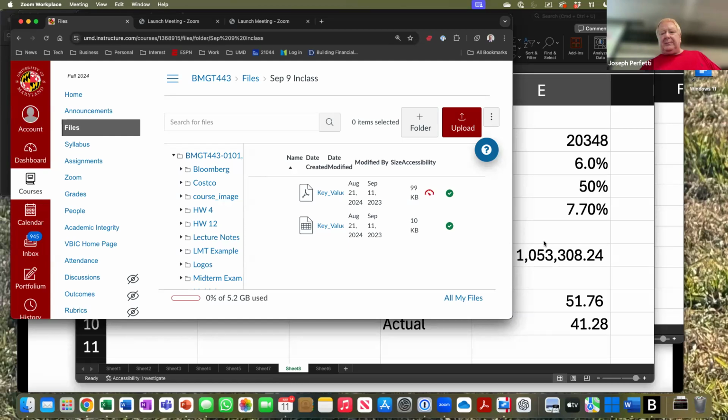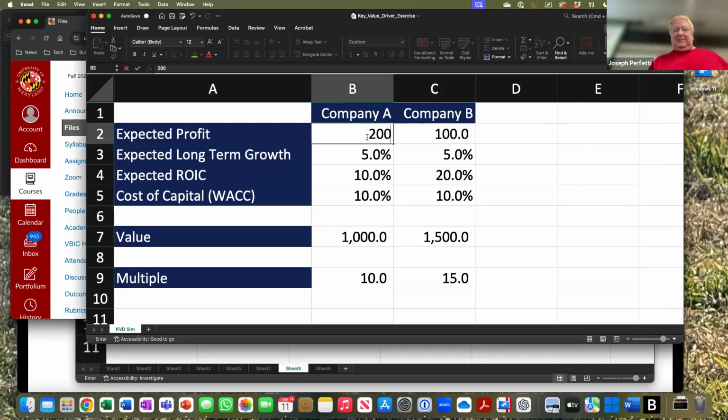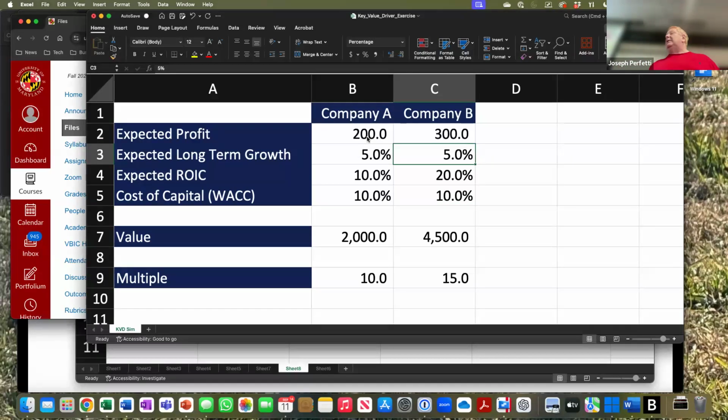As I said before, there were some scenarios for key value drivers. The first thing you were asked to do is to change the profit, 200, 300. What happened when you changed the profit? We already tried the value, but the multiple did not change. Yeah, value up, multiple down.